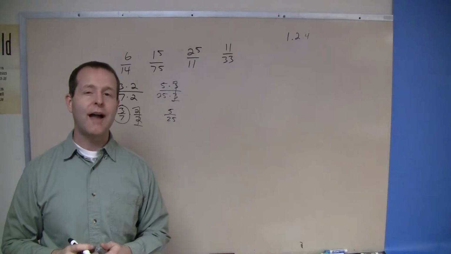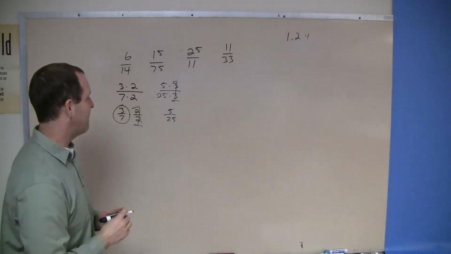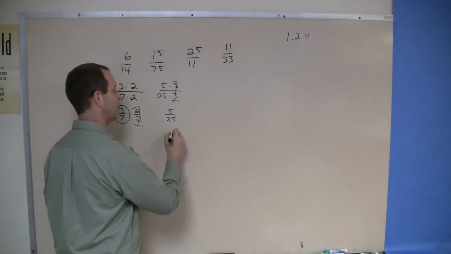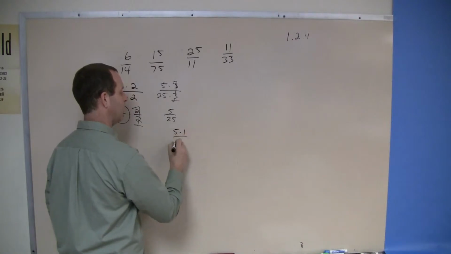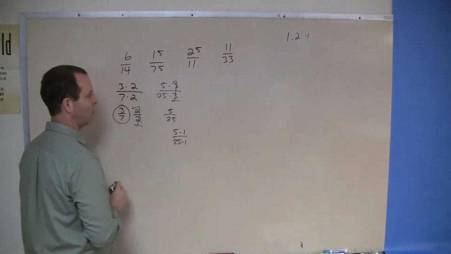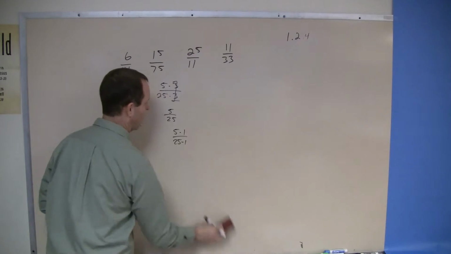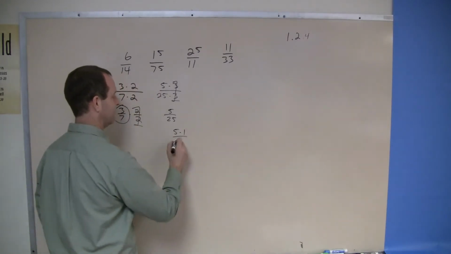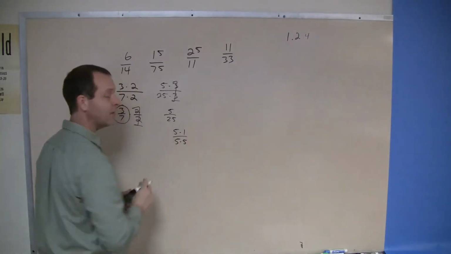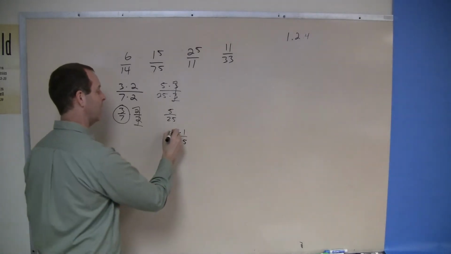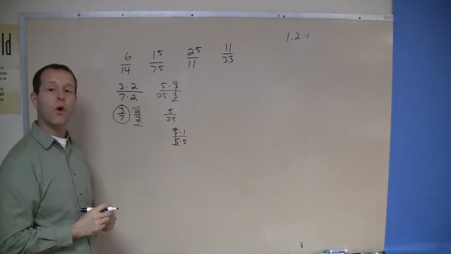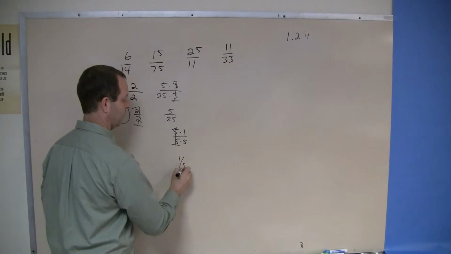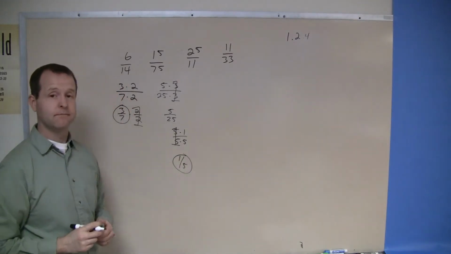However, 5 over 25 is not completely reduced. I think I can reduce that some more. This is 5 times 1 over 25 times 1. Whoops, sorry. Over 5 times 5. And there's a clever version of 1 there. And I'm left with 1/5.